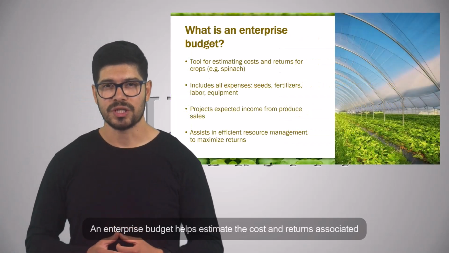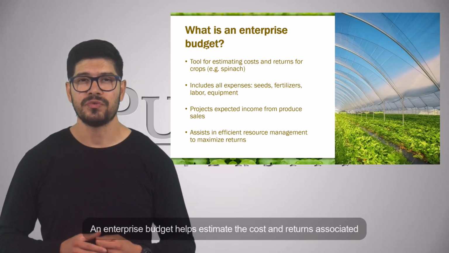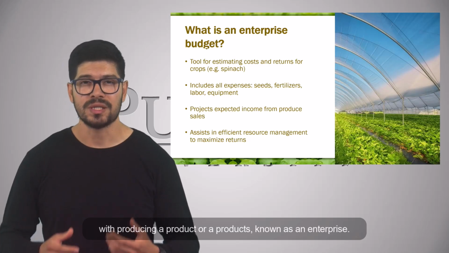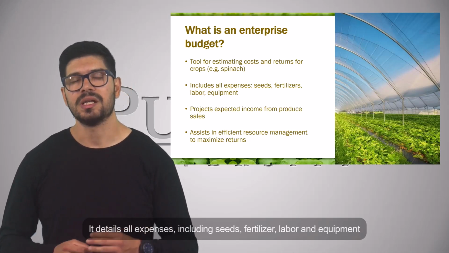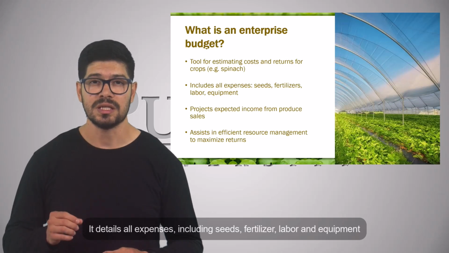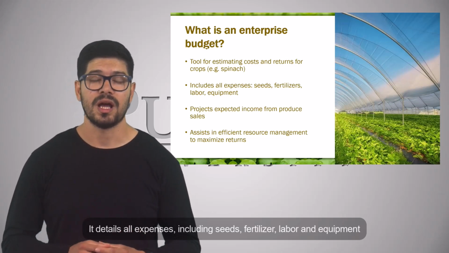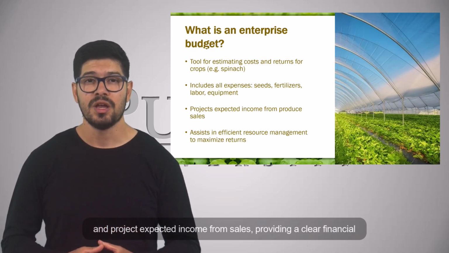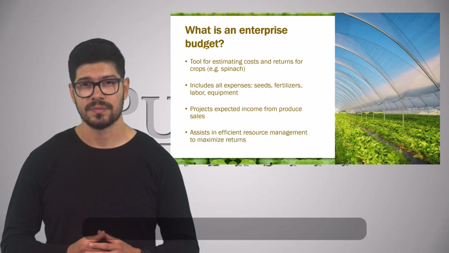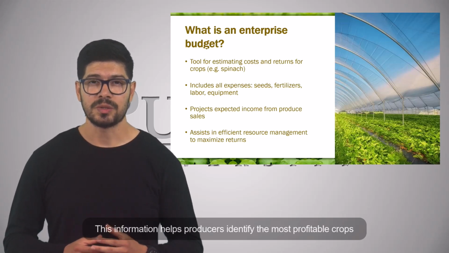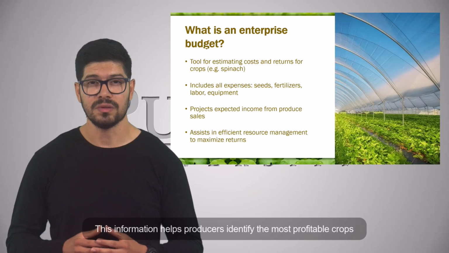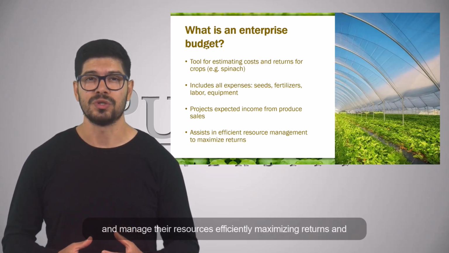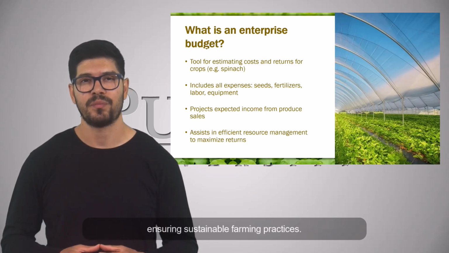An enterprise budget helps estimate the costs and returns associated with producing a product or products, known as an enterprise. It details all expenses, including seeds, fertilizer, labor, and equipment, and projects the expected income from sales, providing a clear financial picture. This information helps producers identify the most profitable crops and manage their resources efficiently, maximizing returns and ensuring sustainable farming practices.